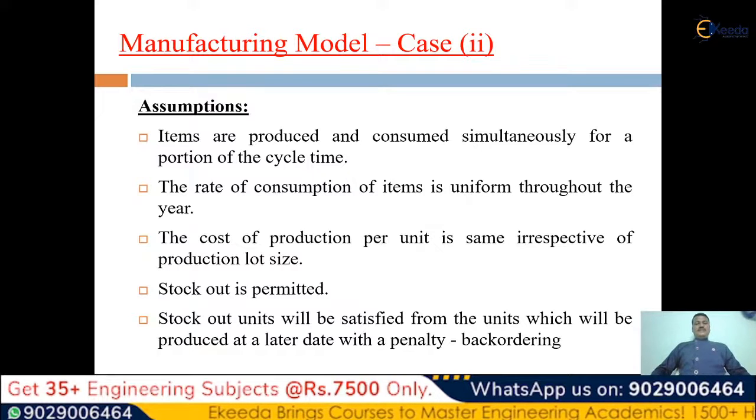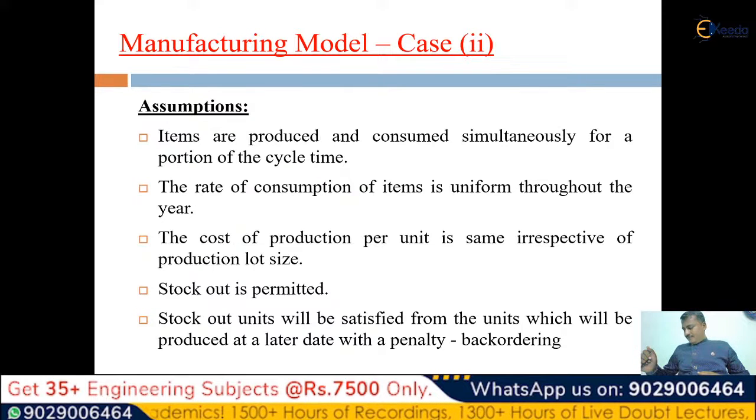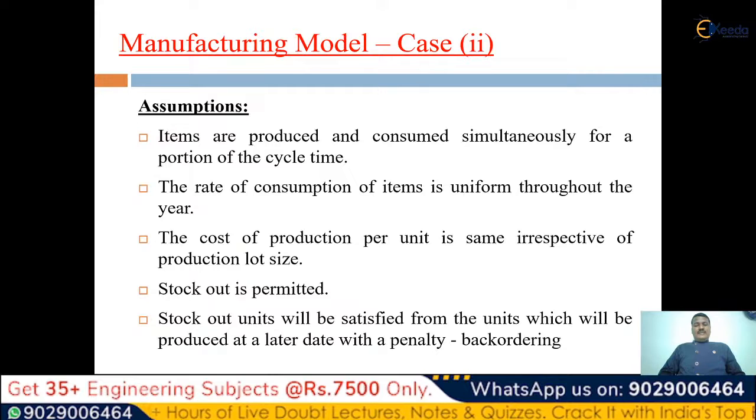Next, coming to case 2, where the assumptions are that items are produced and consumed simultaneously for a portion of the cycle time. The rate of consumption of the items is uniform throughout the year. The cost of production per unit is the same irrespective of the production lot size, whatever the lot or number of products. Stock out is permitted, and these stock out units will be satisfied from units produced at a later date with a penalty, which is back order.